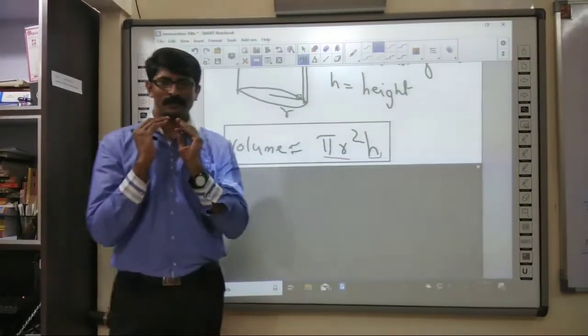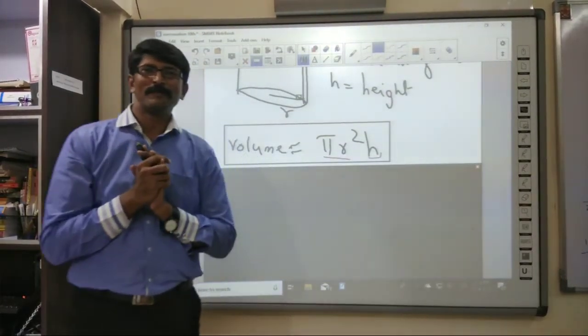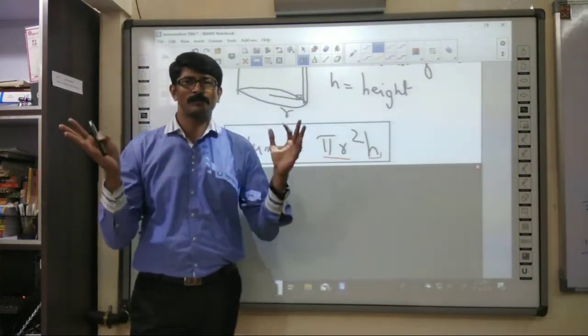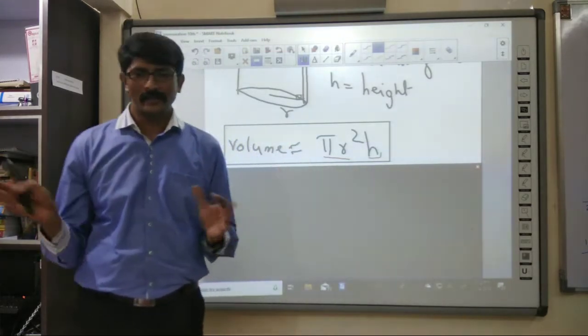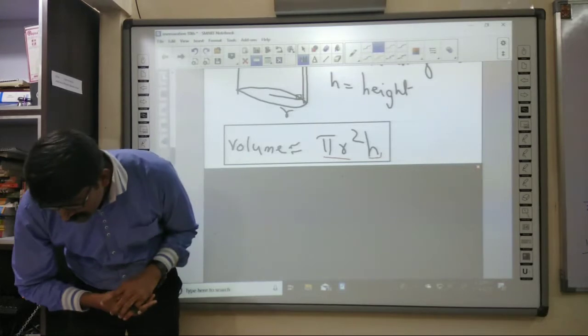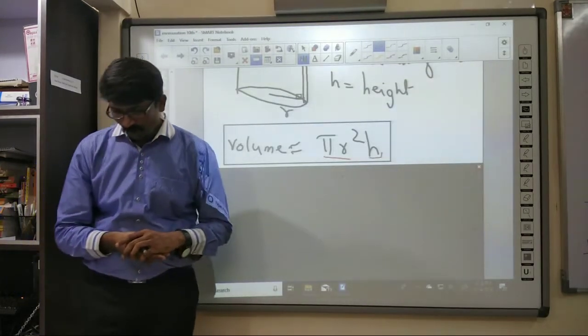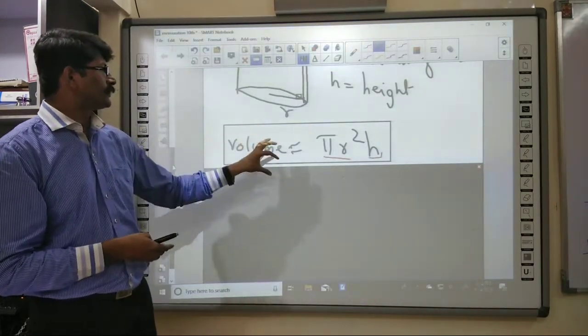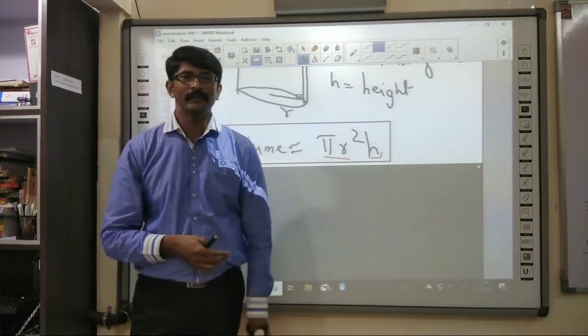So student, say along with me. What is the volume of cylinder? Volume of cylinder is equal to pi r square into h. So volume of the cylinder is equal to pi r square h.